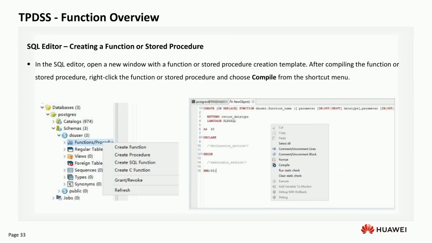To create a function or stored procedure, right-click Function, Procedure in the navigation tree on the left, and choose Create Function or Create Procedure from the shortcut menu. The New Object tab is displayed on the right. Complete the template for creating a function or stored procedure and click Compile.